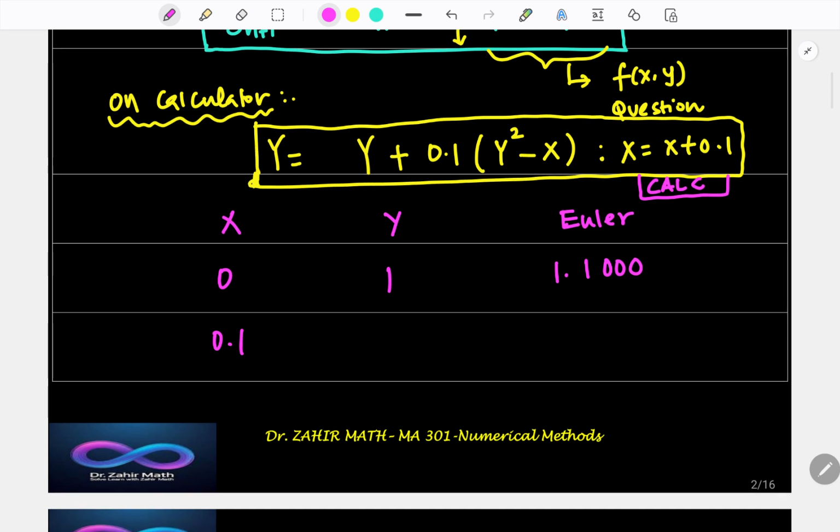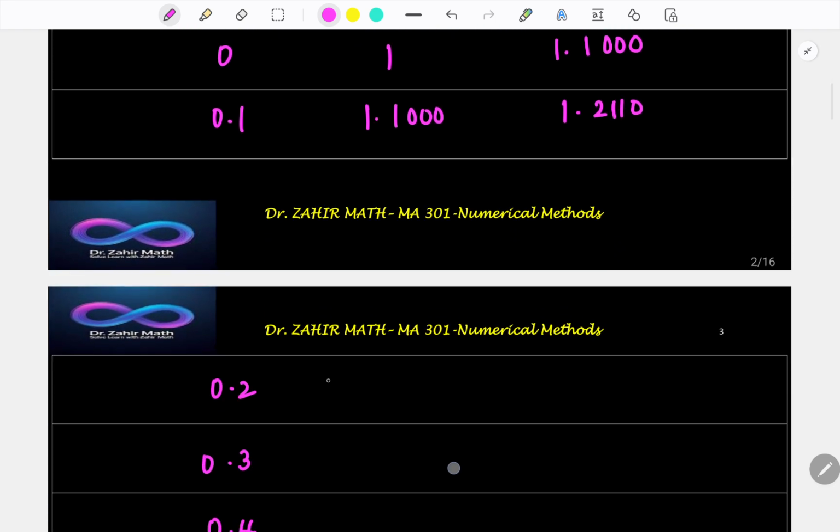1.1000. Again, press equal, press equal, press equal. So automatically 1.00 it will take. You will get y value is equal to, keep in your mind, 1.2110. Again press equal, again press equal, and then press equal.